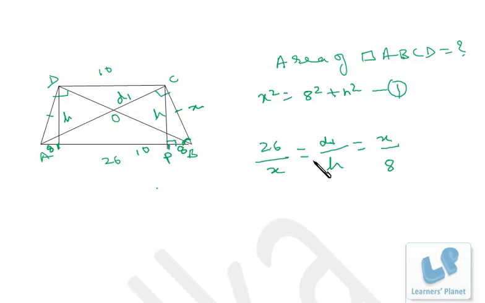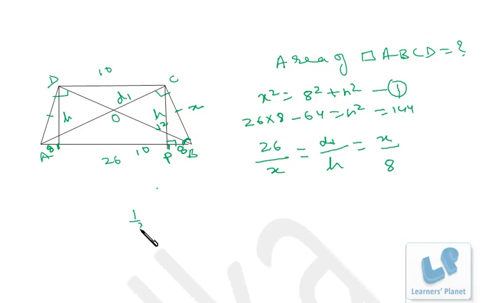Now what? X square is equal to 26 into 8, right? Minus 64, that is H square. So 26 into 8 minus 64, you will be getting 144. So H will be 12. So this is 12. Now it's very easy to find the area since you have got the distance between these two.